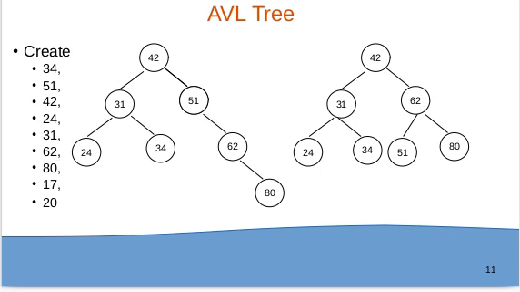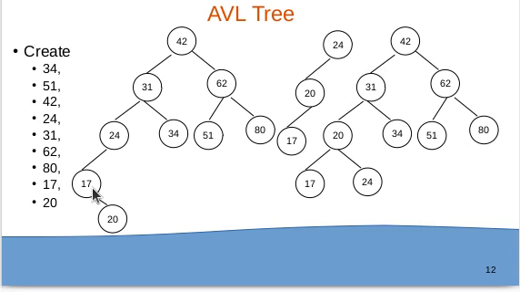Now when we insert 17, it will not create any problem because the balance factor of 24 is 1 minus 0, that is 1. 31 is 2 minus 1, that is 1. 42 is 3 minus 2, that is 1. So which is okay.